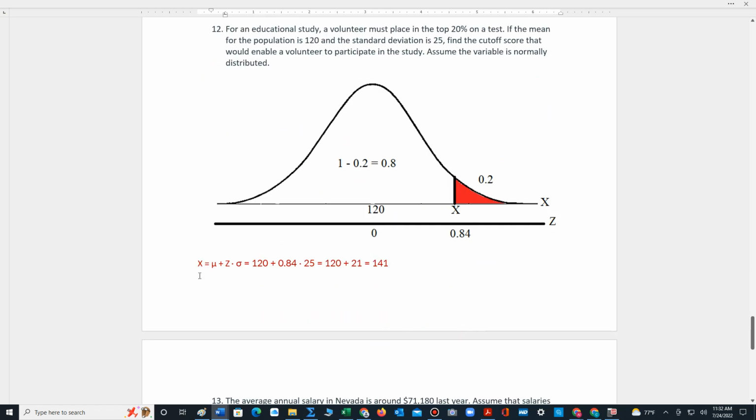Now we calculate the cutoff score. The formula is mu plus z sigma. Mu is 120. Z is 0.84. And sigma, standard deviation, is 25. 0.84 times 25 is 21. 120 plus 21 is 141. That's our minimum score to be in the top 20%.